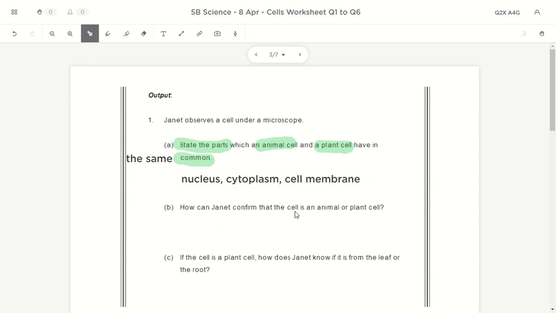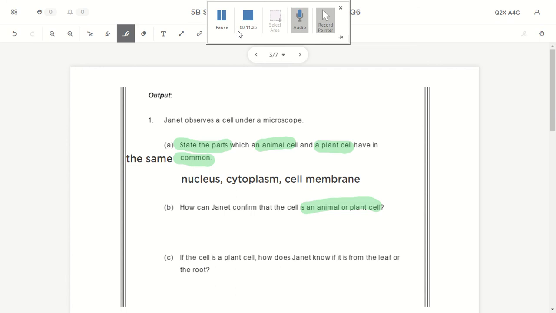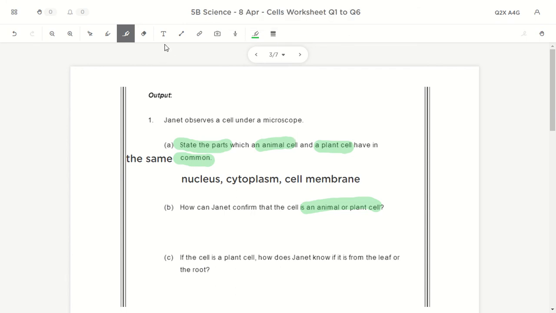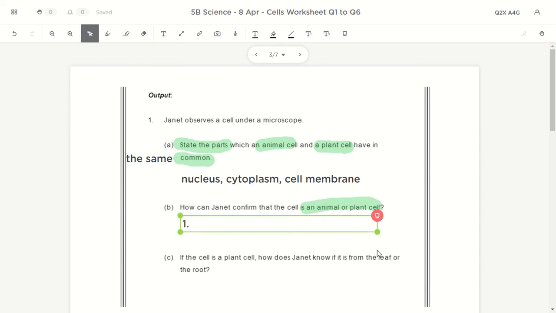So how can someone confirm that the cell is an animal cell or a plant cell? What can you look out for to differentiate between an animal and plant cell? Is it an animal or plant cell? Alright, so two things you can look for. Okay, number one, you can look for the presence of chloroplasts. Something else you can do, you can also look out for the presence of a cell wall. Okay, and I'll explain later.